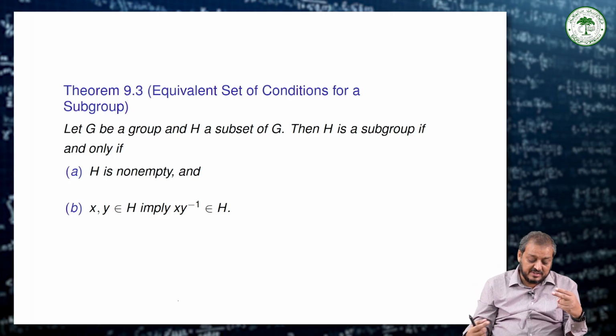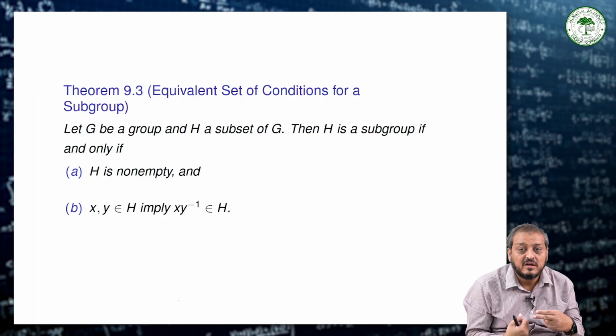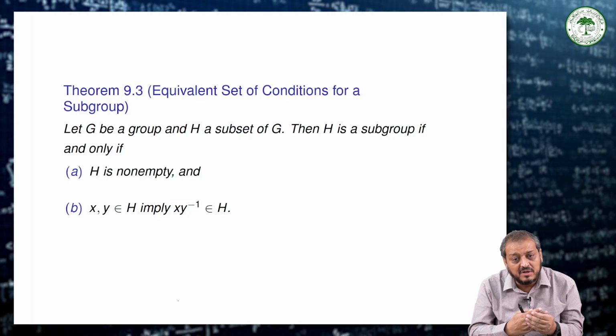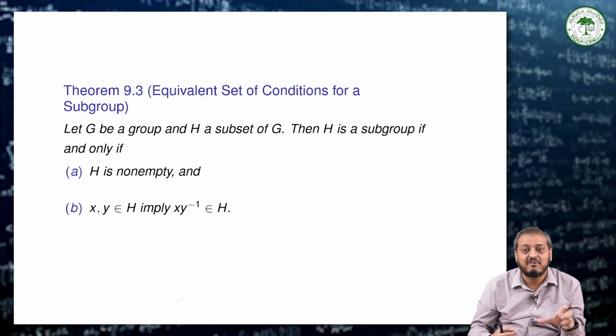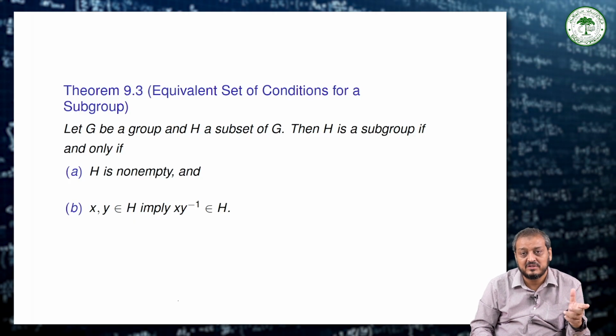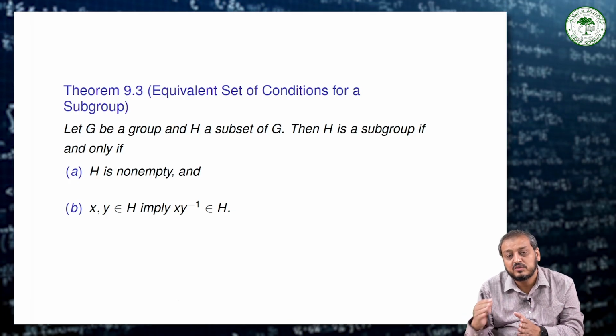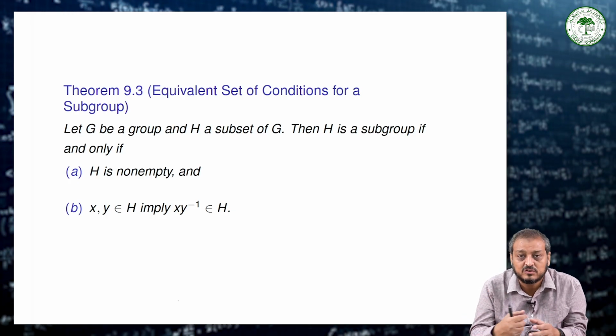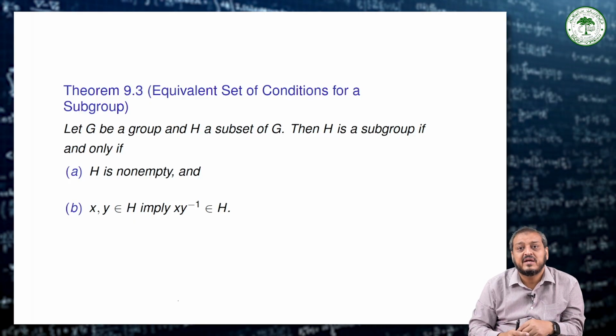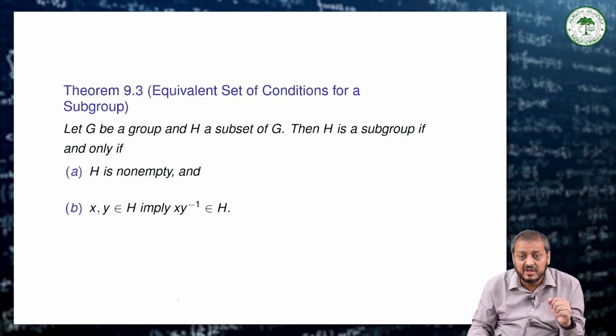So there are two conditions we have to satisfy. One is that H should be non-empty. Another is that if x and y are two elements of this set H, then we have to show that x y inverse is also a member of this same set H. So let us begin with the proof.